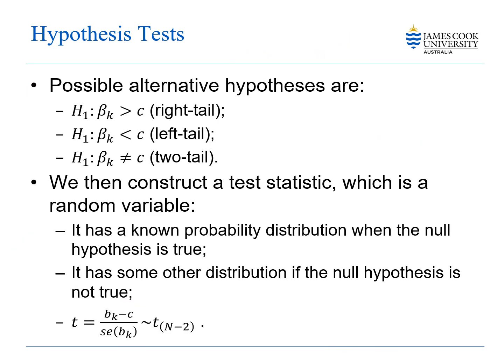There could be three types of alternative hypothesis for the corresponding null hypothesis. H0 is beta k is equal to c. One is right tail: beta k is bigger than c. Left tail: beta k is less than c. Or two tail: beta k is not equal to c.